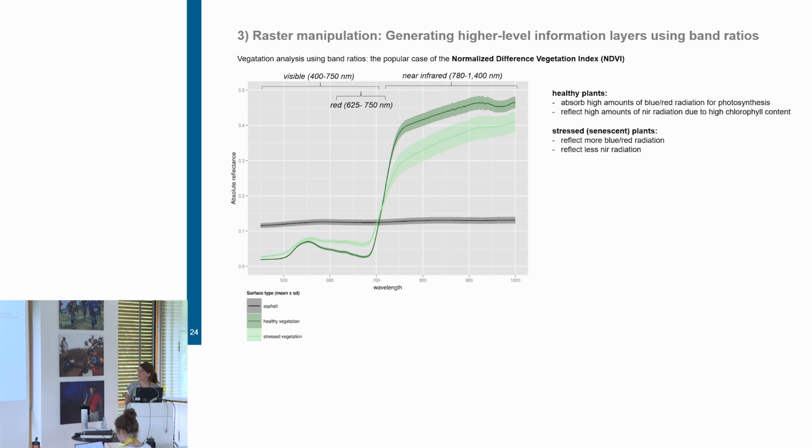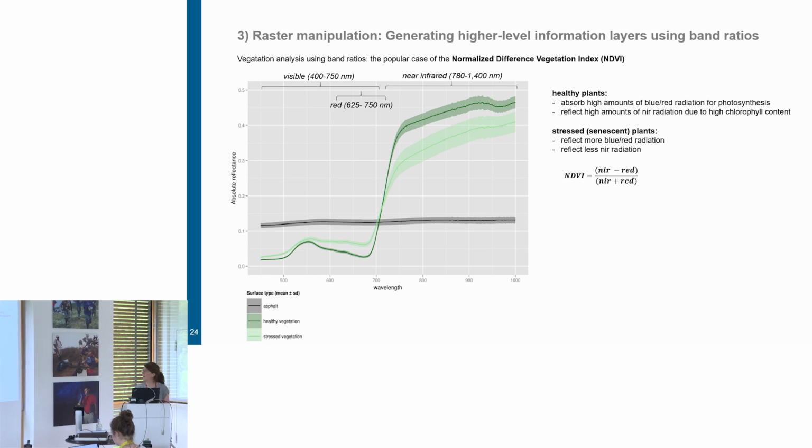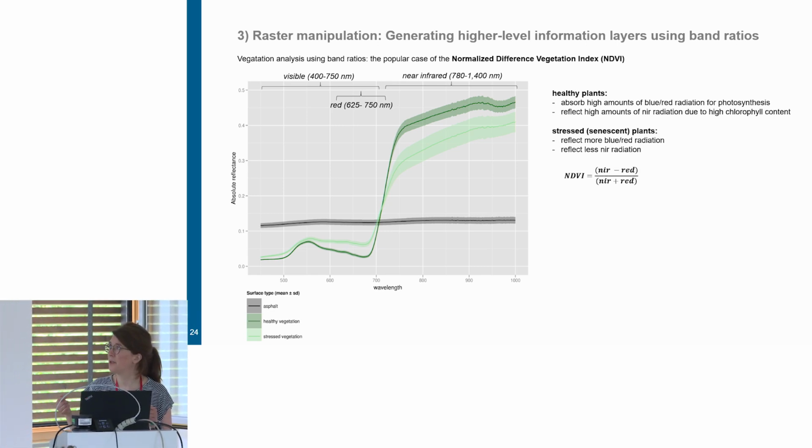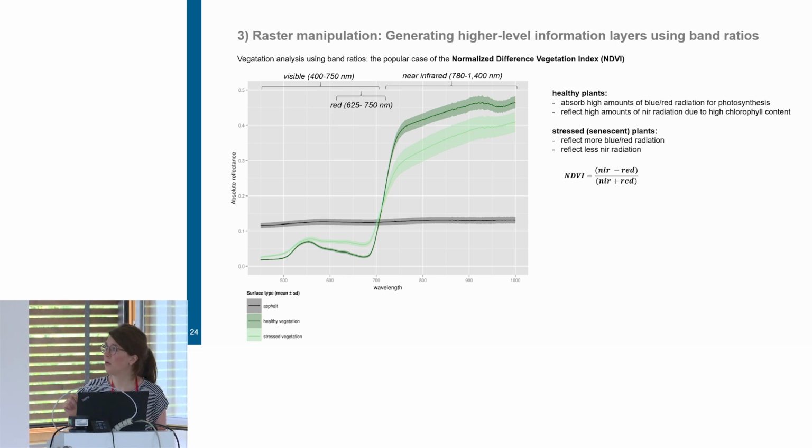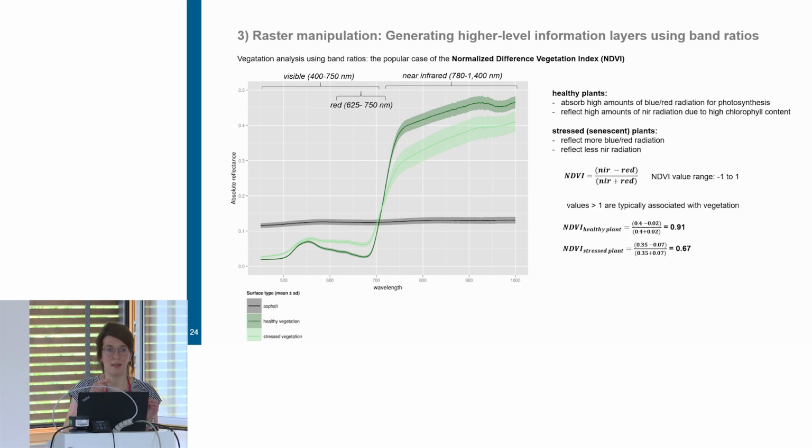Okay, so stressed vegetation, or senescent plants, reflect more blue and red light, you see it there, and reflect less of the near infrared radiation. So NDVI uses these different reflection and absorption properties of stressed and healthy plants. That's why you calculate it as near infrared minus red divided by near infrared plus red. NDVI takes a value range between -1 and 1, and values larger than 0 are typically associated with vegetation.